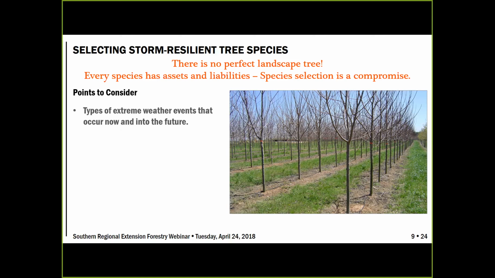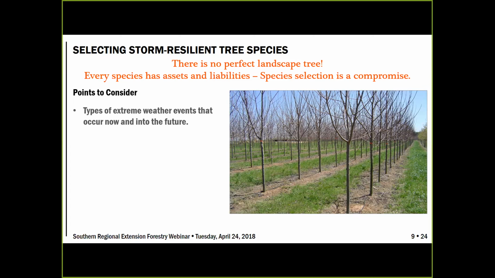First of all, we need to understand what are the types of extreme weather events that either occur currently in our general area or are likely to occur in the future. Keep in mind that trees are long-lived organisms, and a tree that we plant today may have a service life of several decades in our urban forest. Therefore, we don't want to be thinking about just what types of weather occur now, but also what might be occurring in the future. And there's been lots of research done on this, predicting what the types of weather events might be in the future.